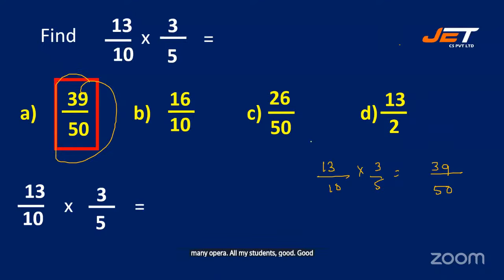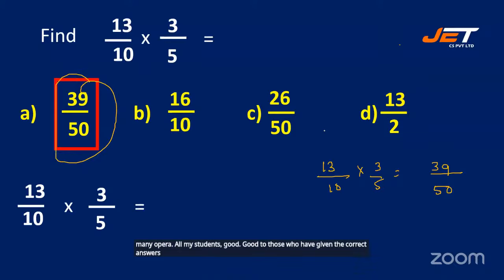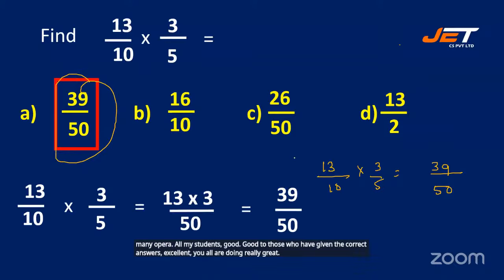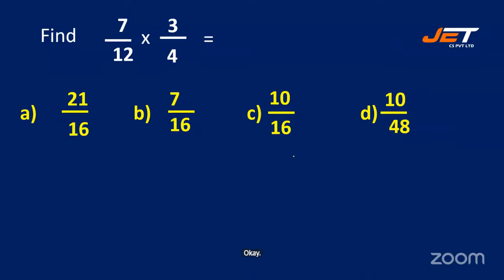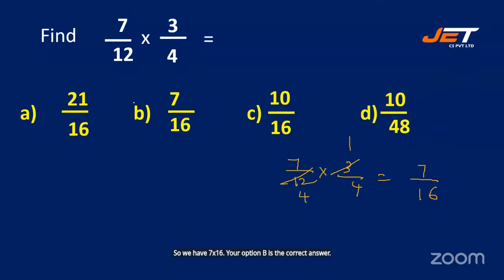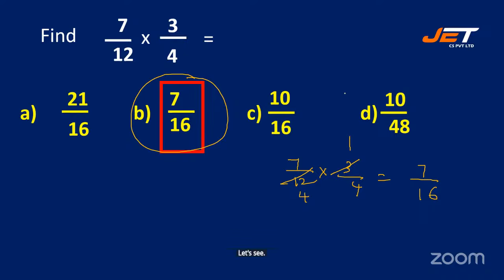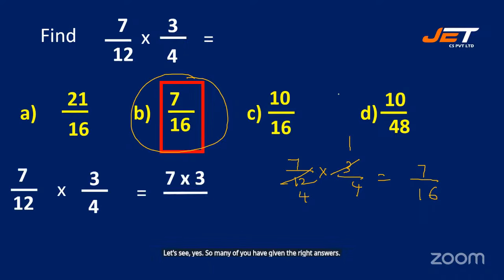Good to those who have given the correct answers. Excellent. You all are doing really great. Okay. See the next question we have. 7 by 12 into 3 by 4. 7 by 12 into 3 by 4. 3 ones are 3, 3 fours are 12. So we have 7 by 16. Your option B is the correct answer. Let's see. Yes. So many of you have given the right answers, I'm sure.